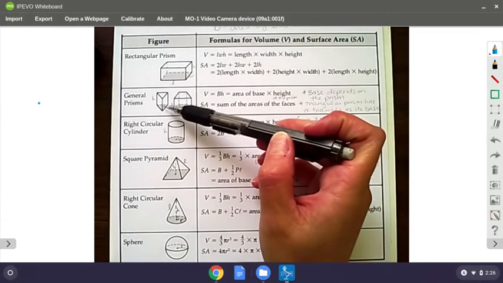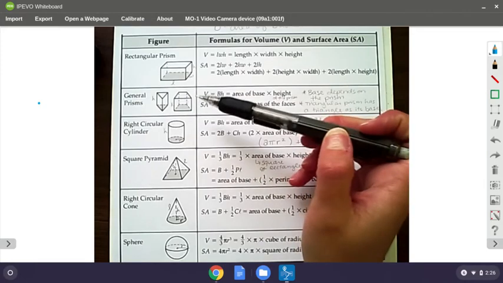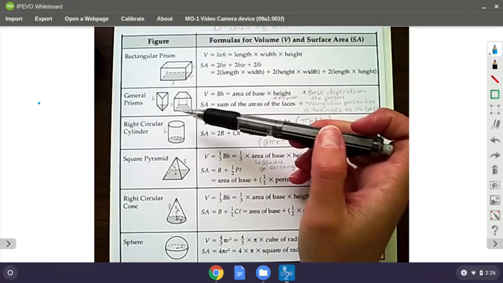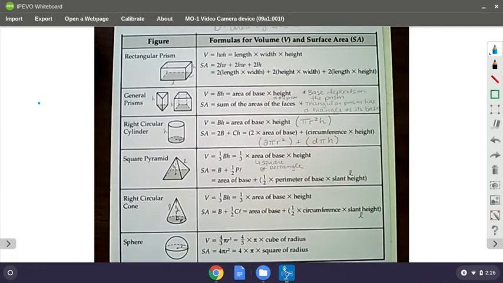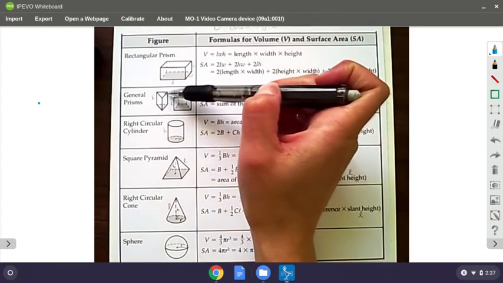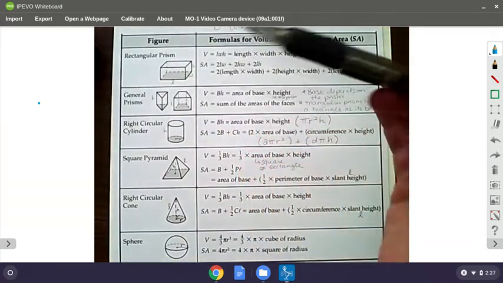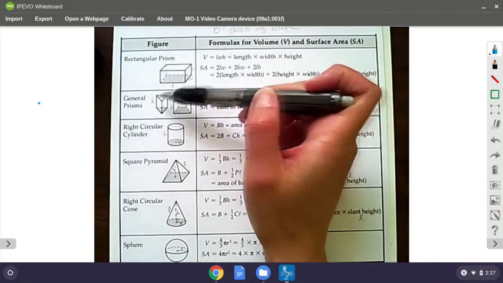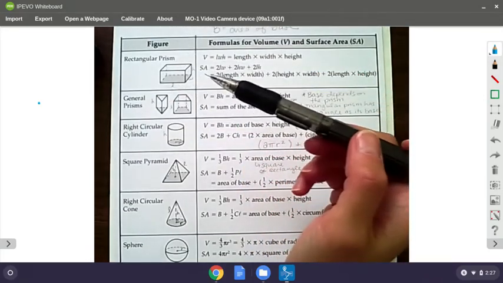So a triangular prism has a base that's a triangle. A trapezoidal prism has a base that's a trapezoid. A hexagonal prism has a base that's a hexagon, and so on. The top and the bottom are the bases. Those are the distinct shape that makes it that prism. Then the rest of the sides are made of rectangles.